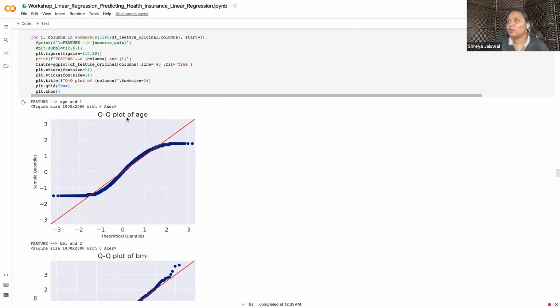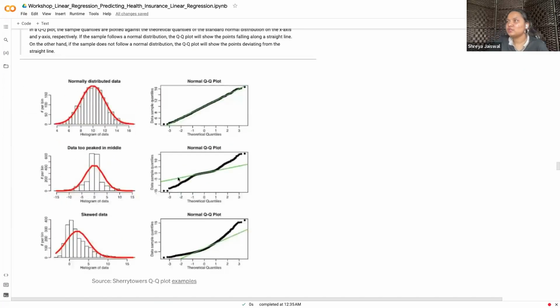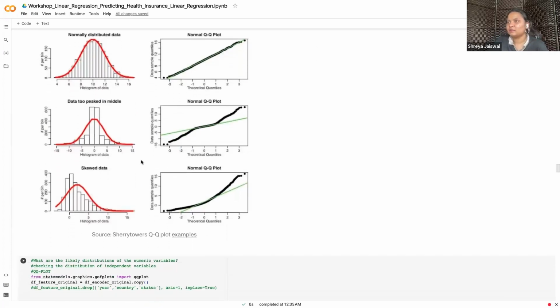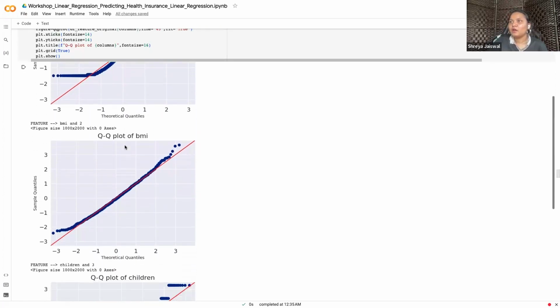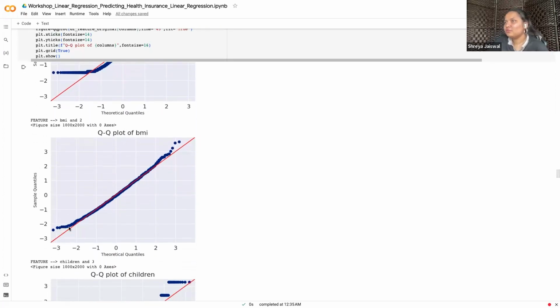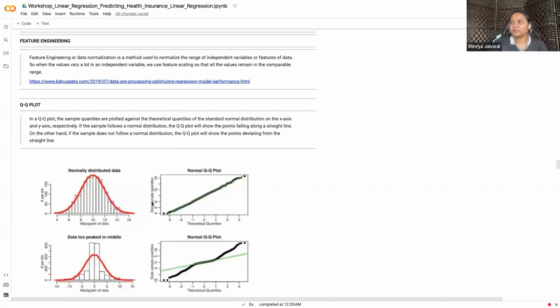What we see is that the QQ plot of age is not exactly linear. It falls in this category. It is not normally distributed, and it does not look skewed, so the data is peaked in the middle. That's what we infer from this particular plot, right? Now, the QQ plot for BMI is fairly linear. So we can say that most of our data for BMI looks something like this, because the QQ plot is almost linear.